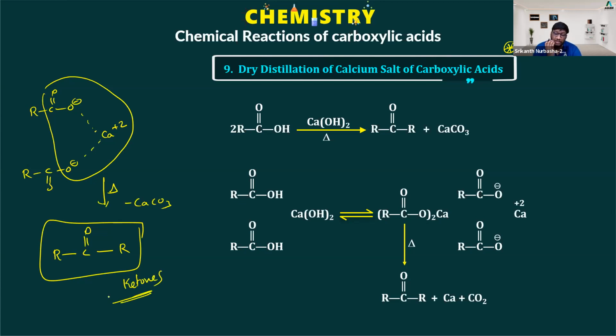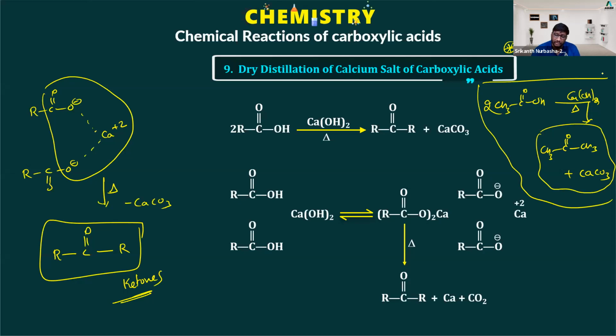This is also a method of preparation of ketones. Like if you take acetic acid, CH3C=OOH, 2 moles treated with Ca(OH)2 upon heating forms CH3C=OCH3. Along with that, CaCO3 is obtained.